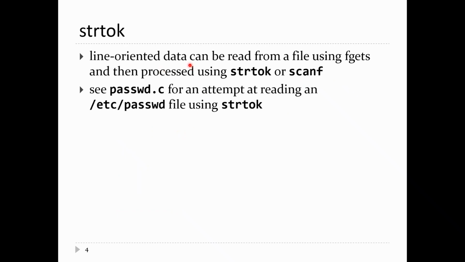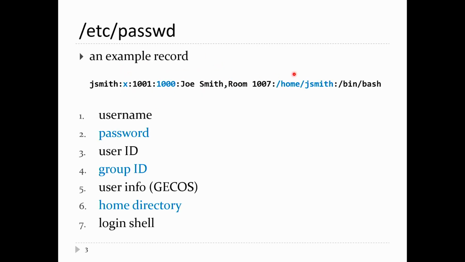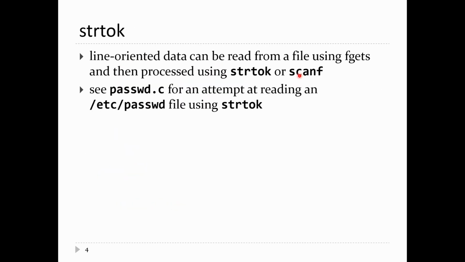Now, you can read line-oriented data in many different ways. This one is colon delimited, so it looks like an ideal candidate for strtok, the tokenizer function. That could also be scanf, which I'm going to show you later. But I want to use the strtok function to try to read one of these password files. So let's take a look at that.